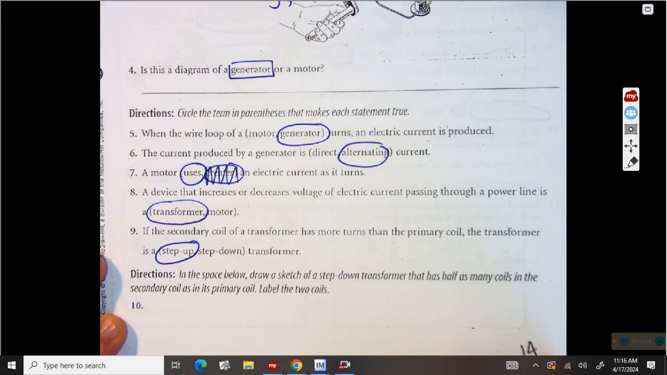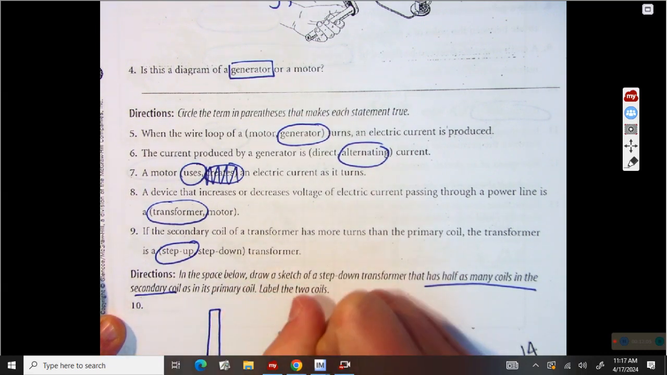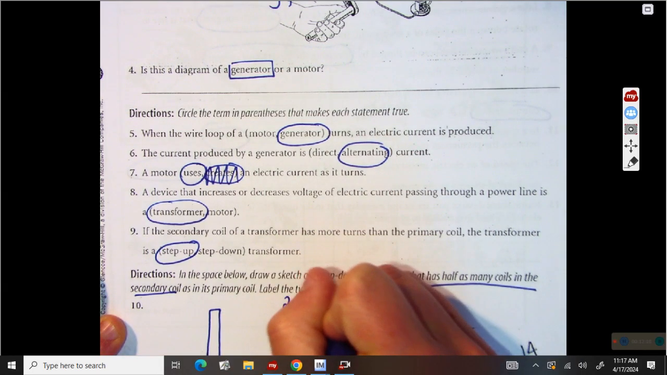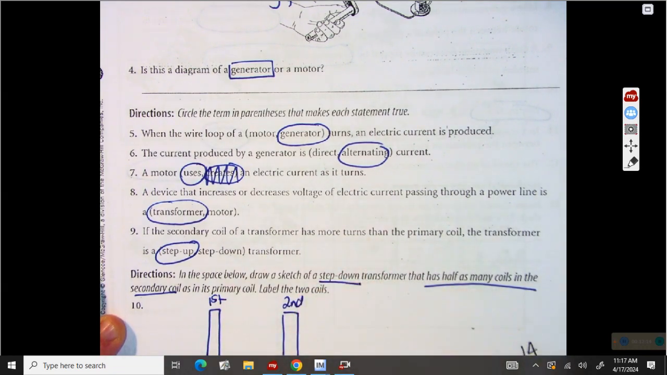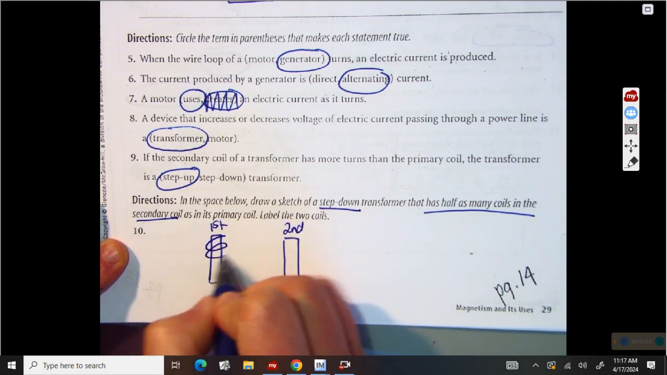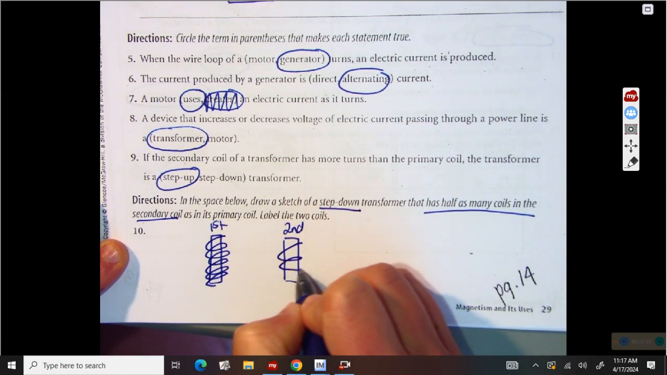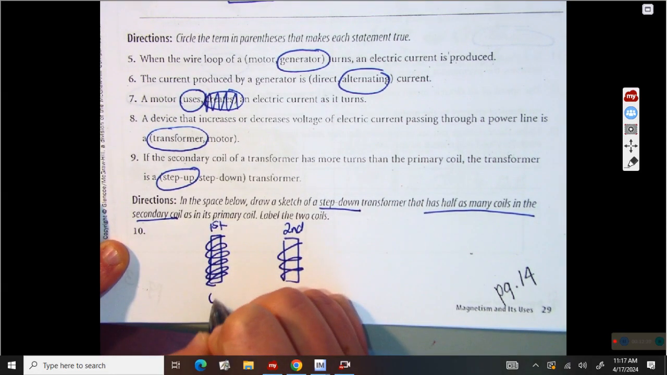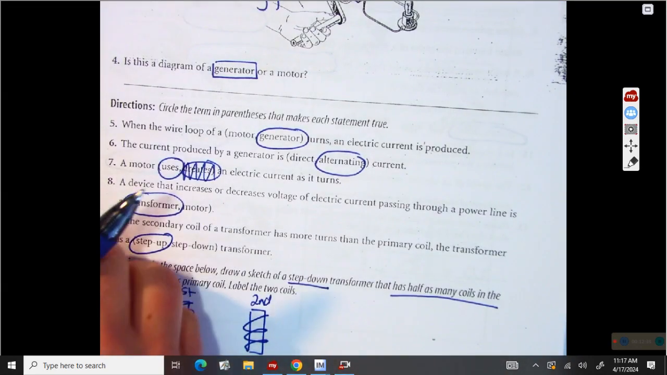All right, here we're going to draw a step down transformer that has half as many coils in the second coil. So let's say I have two coils. I'm going to draw them right here. First coil, second coil. We want this to be a step down, so it's going to have half as many coils in the second. So in the first one, if I have 1, 2, 3, 4, 5, 6, in the second one, I'm going to have 1, 2, 3. 6 and 3.